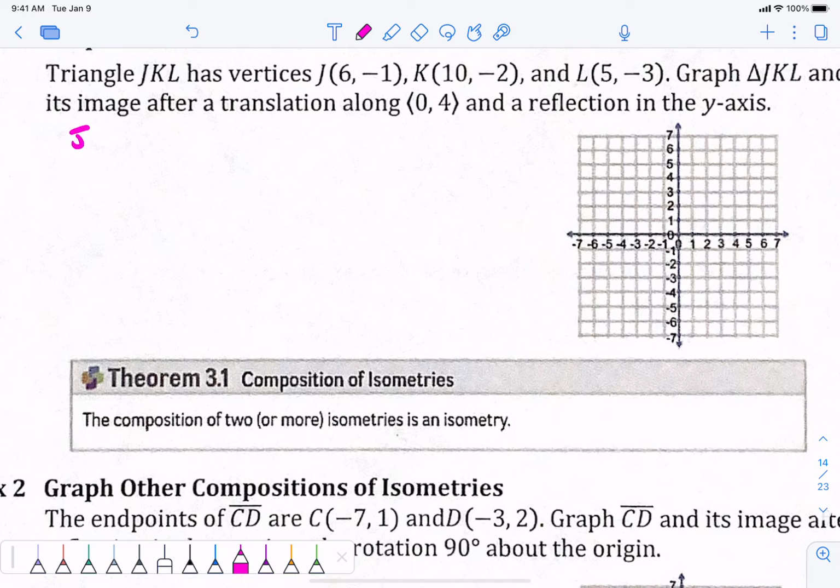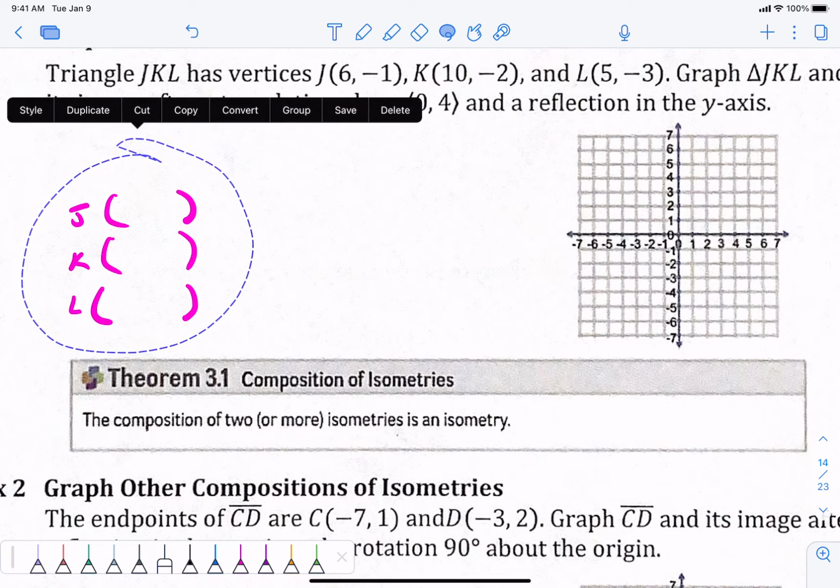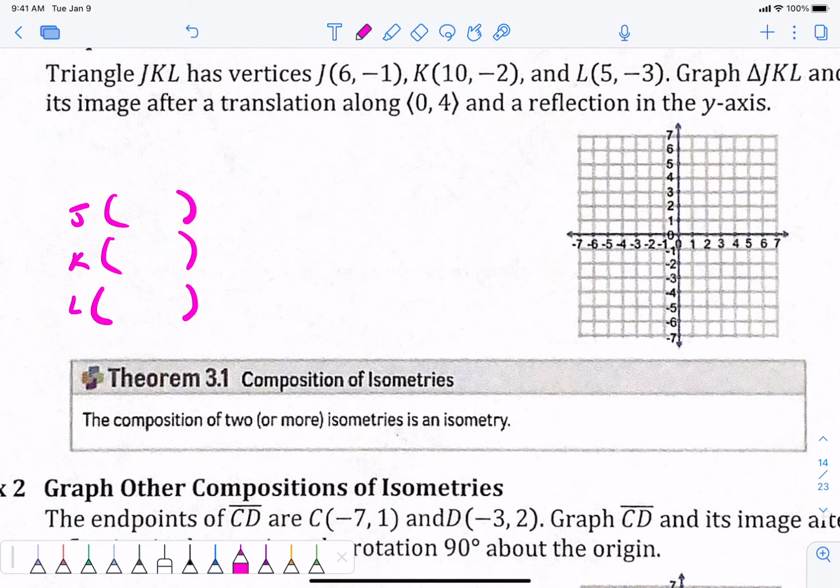List off your JKL. This is a triangle. JKL. I'm going to move him down a little ways. Lasso. I didn't know I could do this until like this morning. I figured that out. JKL. 6, -1, 10, -2, 5, -3.